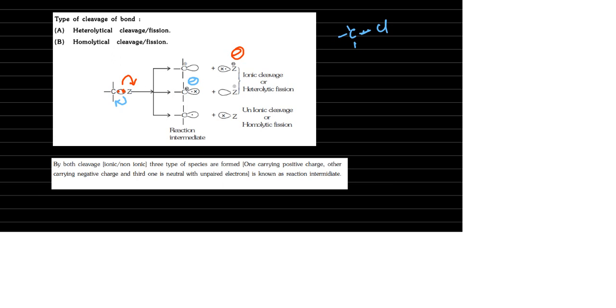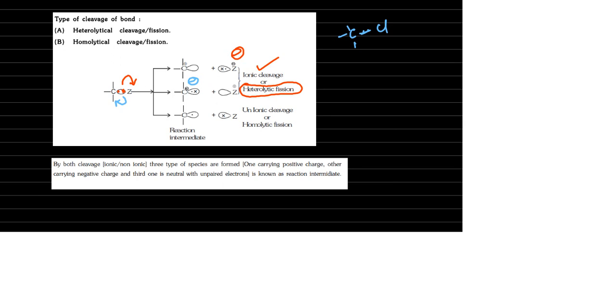So this type of cleavage is called heterolytic cleavage, sorry, this cleavage is called heterolytic cleavage. So here ions are forming, that's why it is also known as ionic cleavage. Heterolytic cleavage or ionic cleavage. Another word is fission also, heterolytic fission, right.